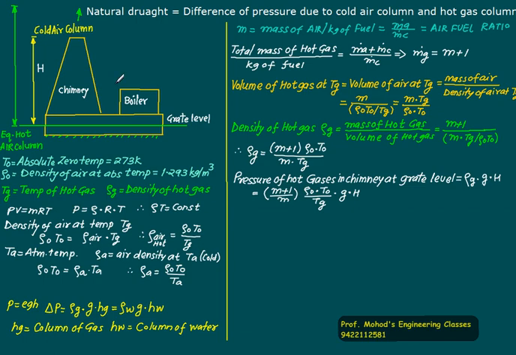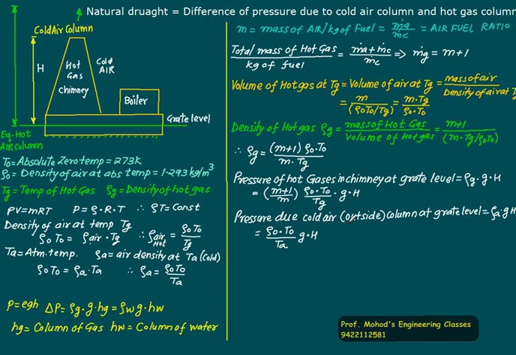When the boiler is fired, this complete height h is filled with the hot gases with density equal to rho g. Therefore, the pressure of hot gases in the chimney at the grate level is given by density multiplied by g multiplied by h, where h is the height of the chimney. We already found the density is (m plus 1) rho 0 T0 upon m Tg. So we substitute here for rho g, giving (m plus 1) upon m into rho 0 T0 upon Tg multiplied by gh.